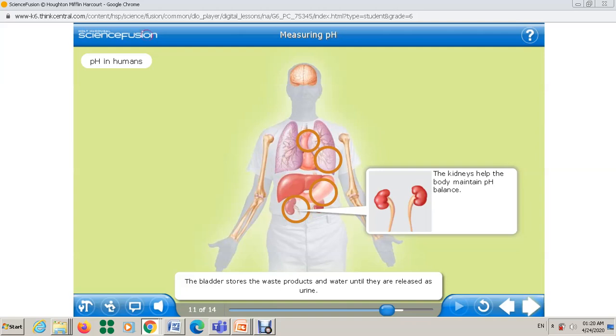Okay, to make sure also that you understand the neutralization reaction, I want to show you this experiment.